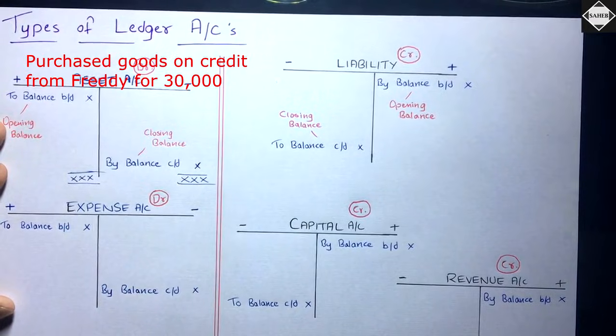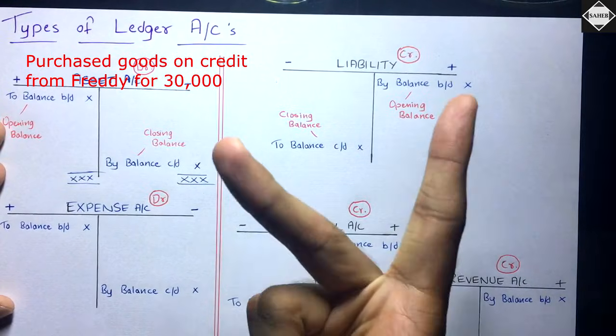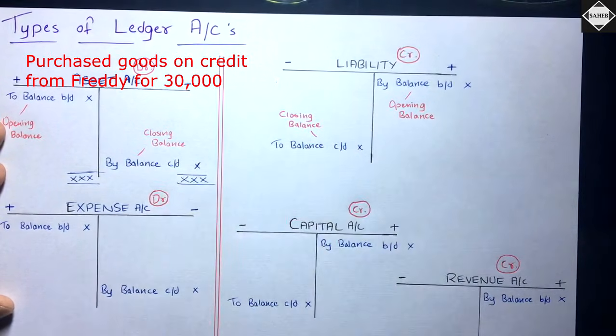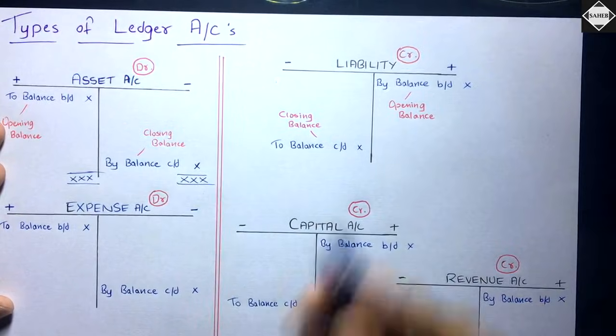That's the idea. That's how you have to do the complete posting of a single transaction. Every transaction will have dual effects. At least two accounts will be affected, and the amount will be the same, 30,000, 30,000.